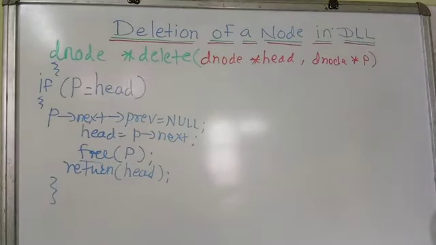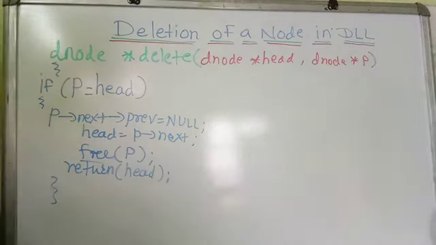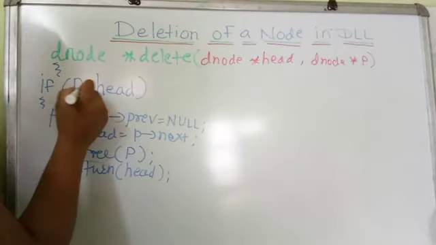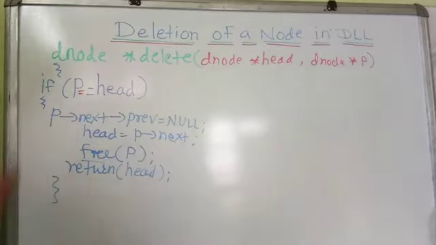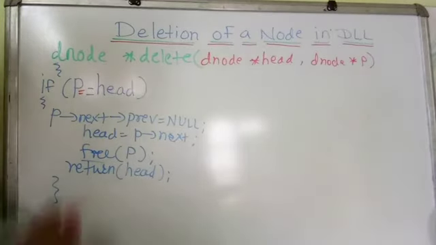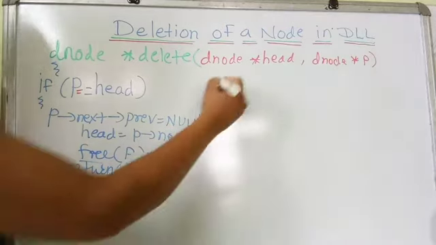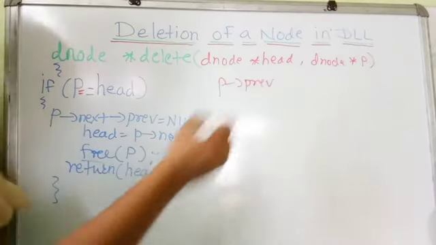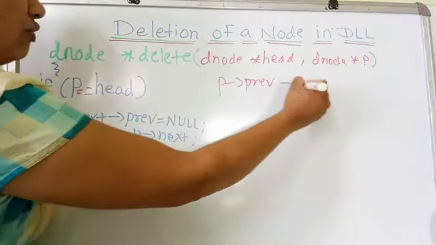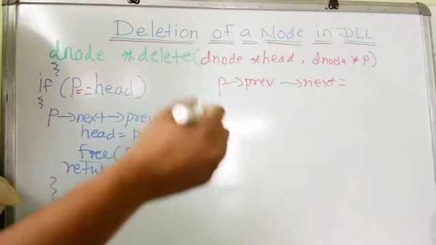Now, if this condition is unsatisfied, means your p is not pointing to the head node, you have to actually double check here. A double equal to. Now, if it is not a head node, means it is any one of the nodes from the remaining nodes, then we will make the conditions like p pointer previous pointer next equals to p pointer next.